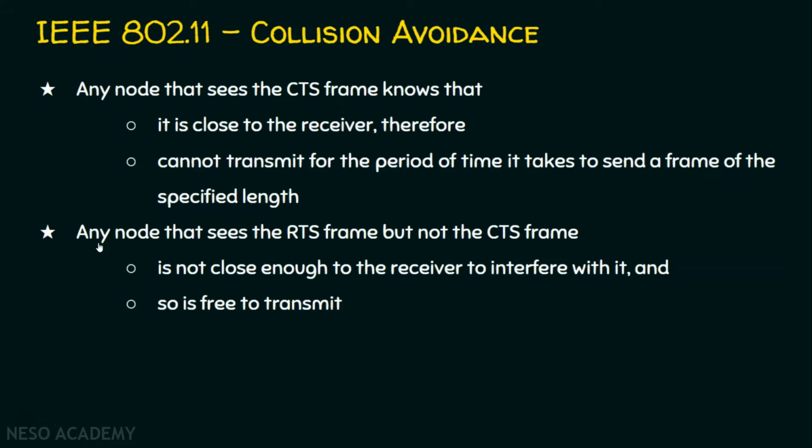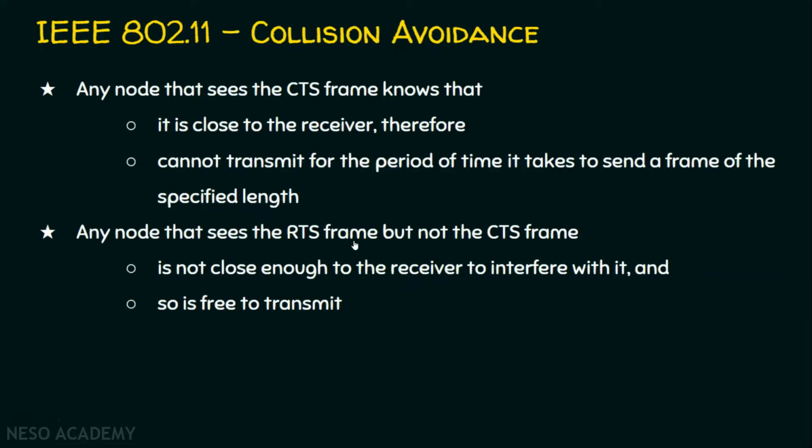What about any node that sees the RTS frame but not the CTS frame? Who will normally be sending the RTS frame? It's the sender. So when a node sees the RTS frame but not the CTS frame, it is not close enough to the receiver, because it is able to see the RTS frame.